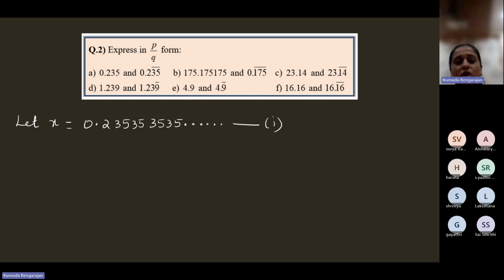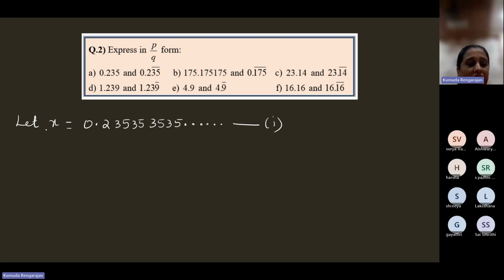The bar is placed on top of how many digits? 2 digits. So 2 digits means 100, 2 zeros, 100. So the next step is to find 100x. If the bar is placed on top of only 1 digit, then find 10x. Here it is 100x because the bar is placed on top of 2 digits.